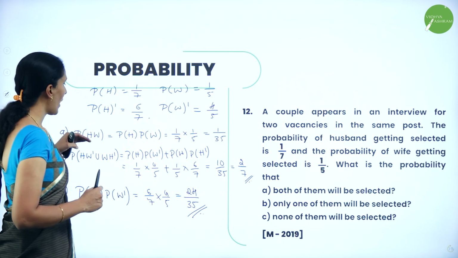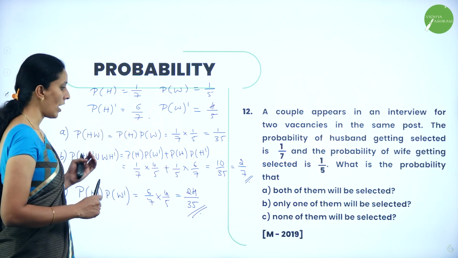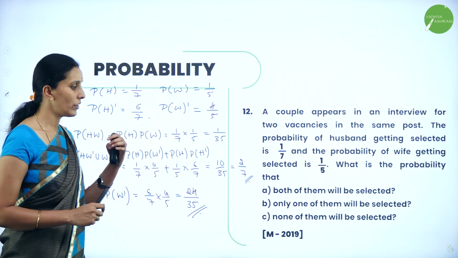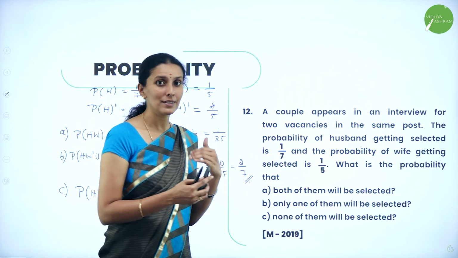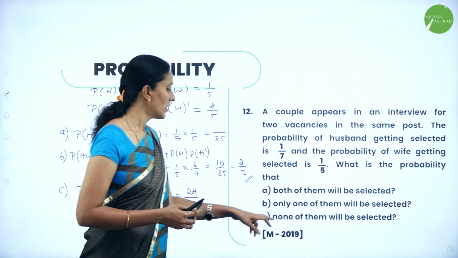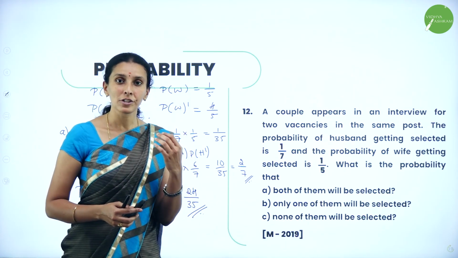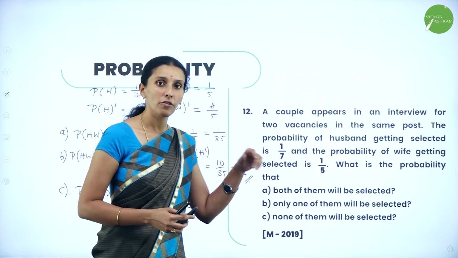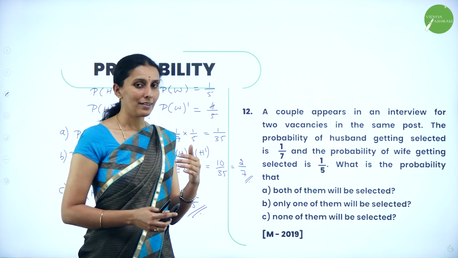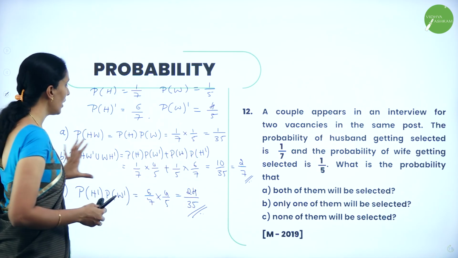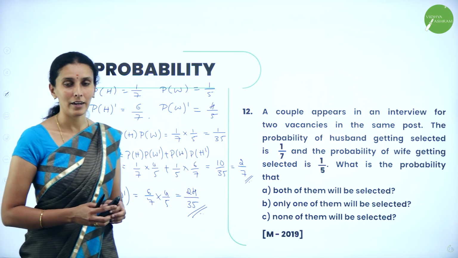Remember how to write the independent events. For both of them, it is in the form of P of A, P of B. None of them is P of A dash, P of B dash. Any one of them will be P of A, B dash and B, A dash. Like this, you need to write out the individual probabilities and calculate the probability. These are a few questions which may arise in your final examination from this chapter.